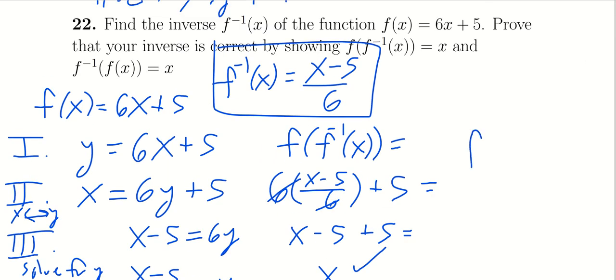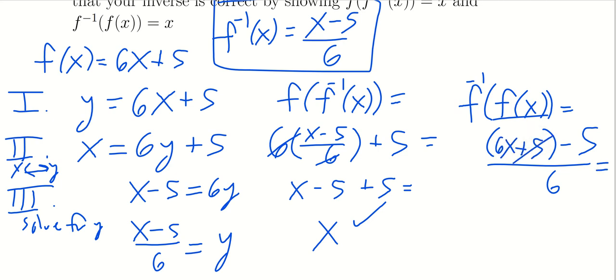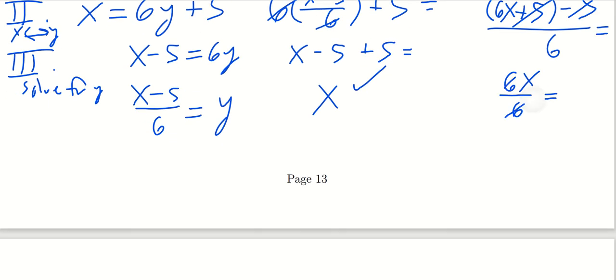And if we check the composition in the other direction, f inverse of f of x, we're starting with f inverse, which looks like input minus 5 divided by 6. And we're plugging into it f of x, which is 6x plus 5. Here, the plus 5 and the minus 5 cancel. We get 6x divided by 6. The 6's cancel, and that again gives us x, which proves our inverse.